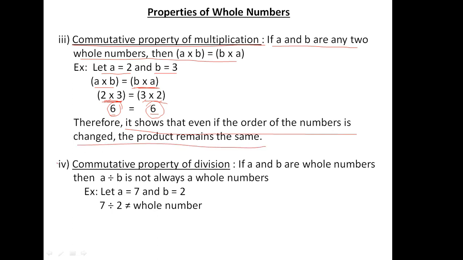Now the fourth one, this is commutative property of division. If A and B are whole numbers, then A divided by B is not always a whole number. How? Here in the example we can see, let A equals 7 and B equals 2. Now 7 divided by 2 is not equal to 2, because we can write 7 divided by 2 as 7 upon 2. 7 upon 2 is a fractional number, not a whole number.